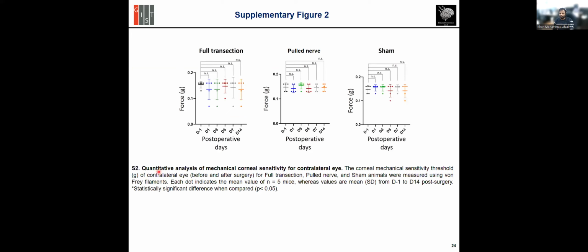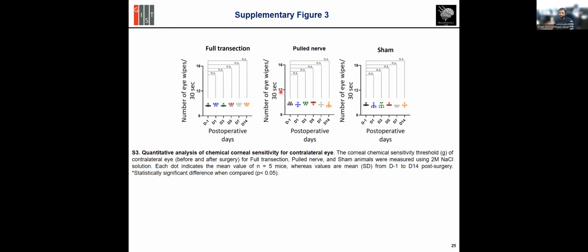Second, I checked the quantitative analysis of the mechanical test for the contralateral side between full transection, pull, and sham. I didn't find any significant value between the days for all three models. Third, I made the quantitative analysis of the chemical corneal test, the second behavior test, and I also didn't find any significant changes on the contralateral eye for all these models between the days.